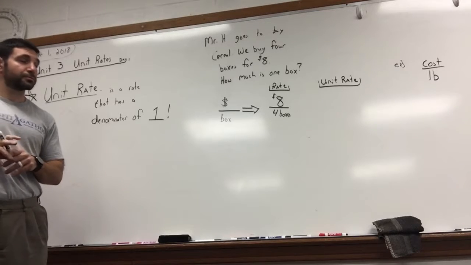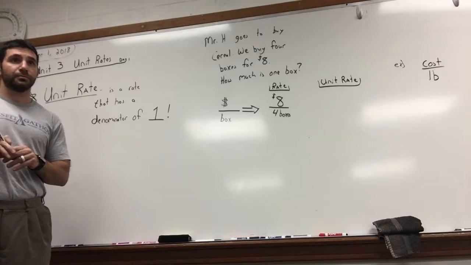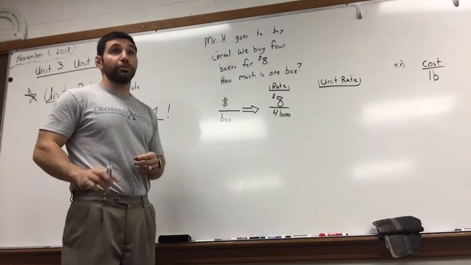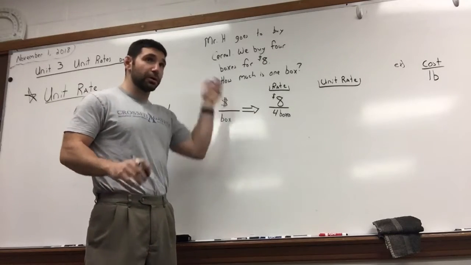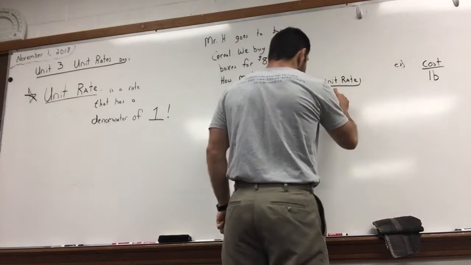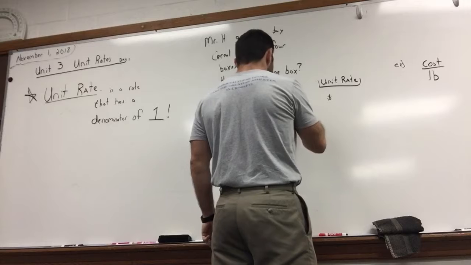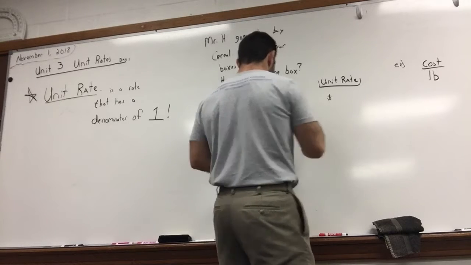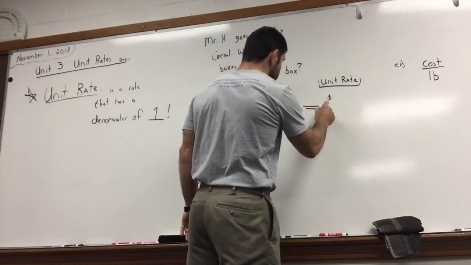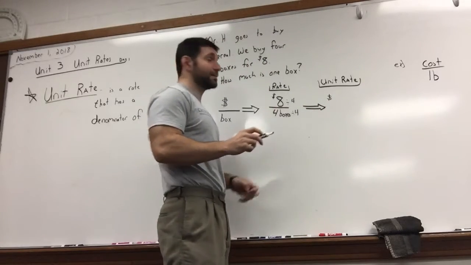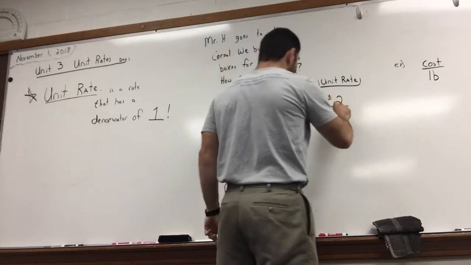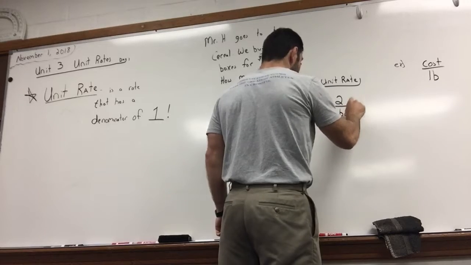When we see a fraction bar, what math operation does that tell us to do? We're going to divide. We're going to divide the denominator into the numerator. How many times does 4 go into 8? 2. So my unit rate, and what we're doing is we're really taking that denominator and dividing it by itself and into the numerator. So 8 divided by 4 is $2 per 1 box.